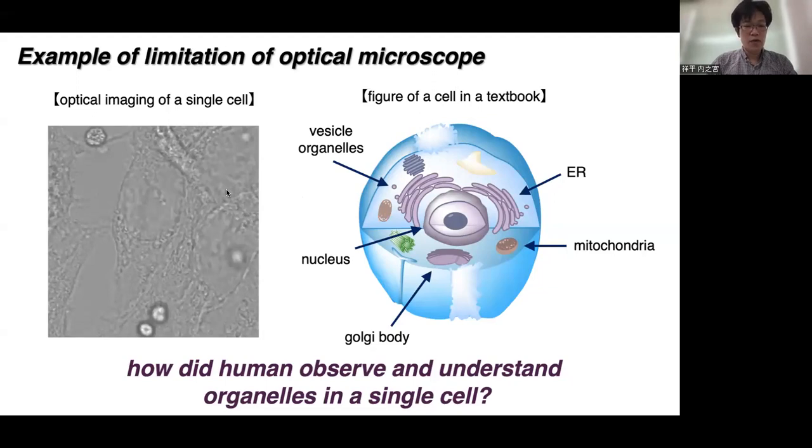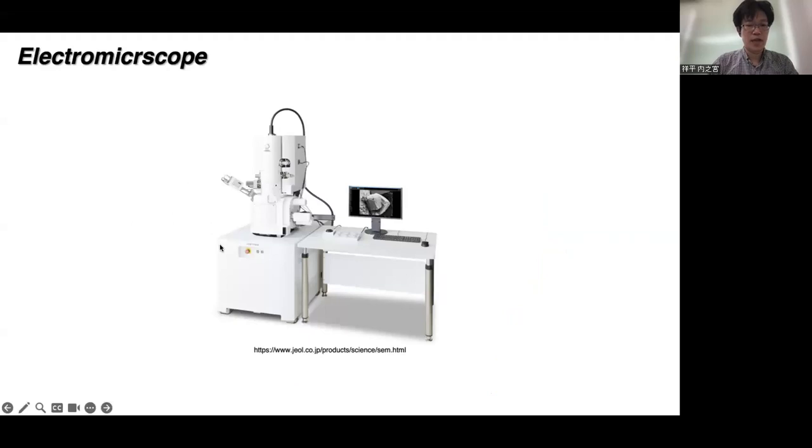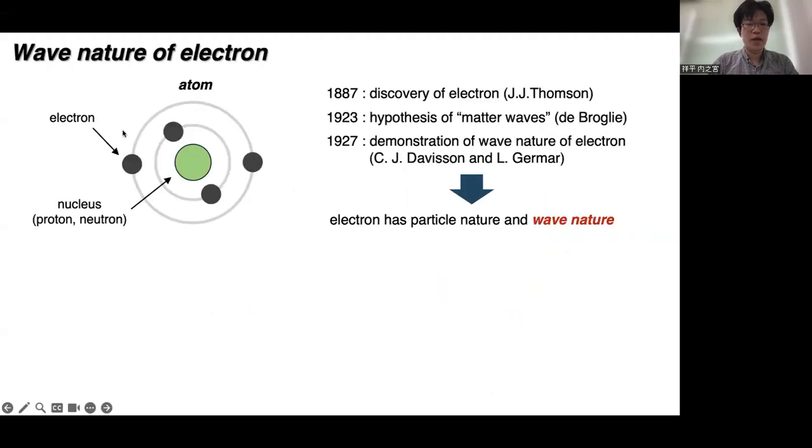So for this goal, humans developed electron microscope. So this is an electron microscope. So electron is a negatively charged particle around the nucleus, so in atom. And again, I'm sorry, but I'm not a specialist of this field, so let me skip the history of this part. But briefly, J.J. Thomson discovered the electron. And importantly, de Broglie proposed the hypothesis of matter wavelengths.